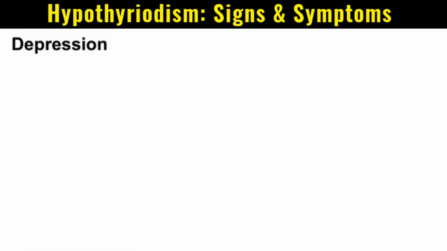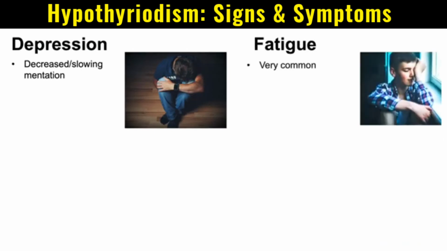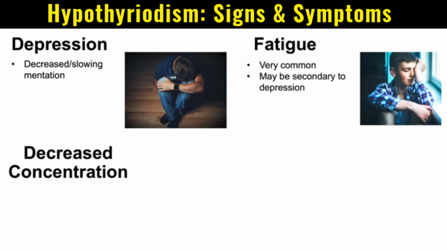Another symptom of hypothyroidism is depression. This is usually due to decreased or slowing mentation. So we talked about this before. Thyroid hormones are involved in regulating and increasing mentation or cognition. Another symptom of hypothyroidism is fatigue. This is actually quite common, and this can be related to a slowed mentation. It can also be related to a slow metabolism, and it can also be secondary to depression as well. Another symptom of hypothyroidism is decreased concentration.